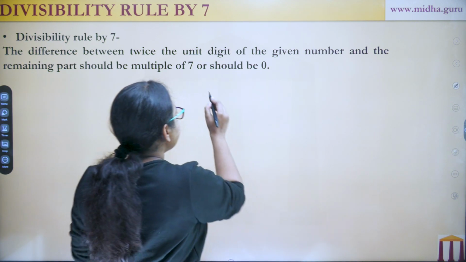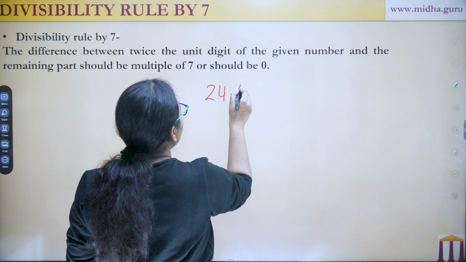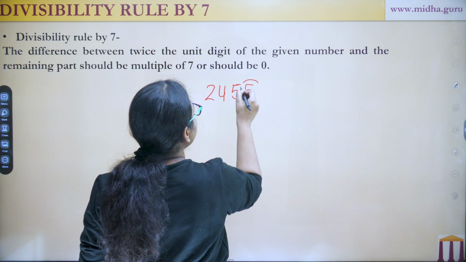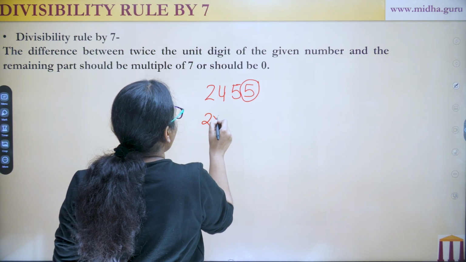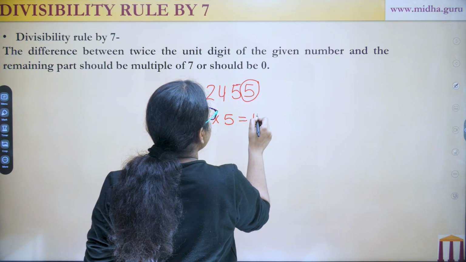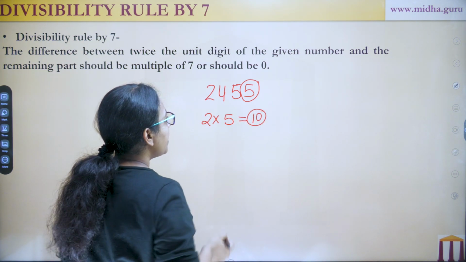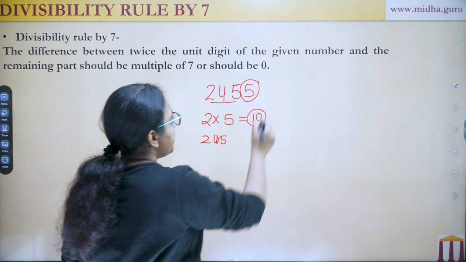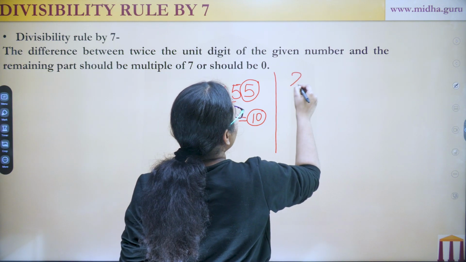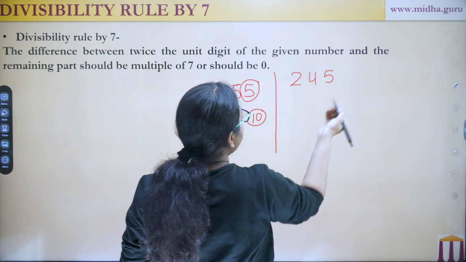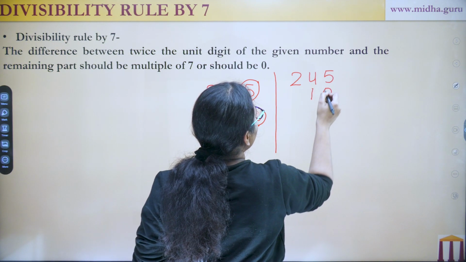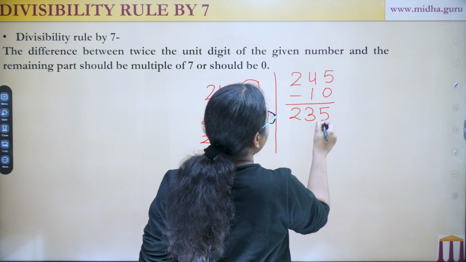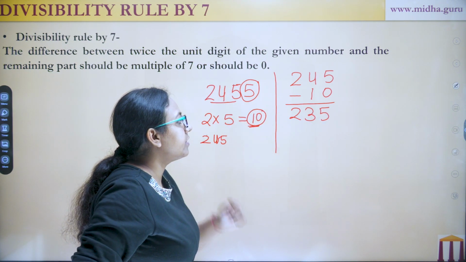Let's see how. Let's say we have a number 2455. So what first we need to do? We need to get twice the unit digit. That means 2 times 5, which is 10. What is the remaining part? We have the remaining part 245. Now we need to get the difference: 245, which is the remaining part, minus 10, the twice of the unit digit. So we get 235.